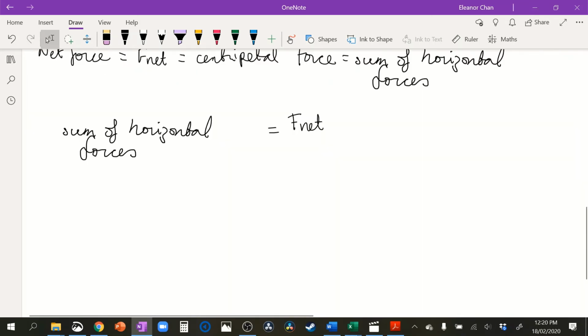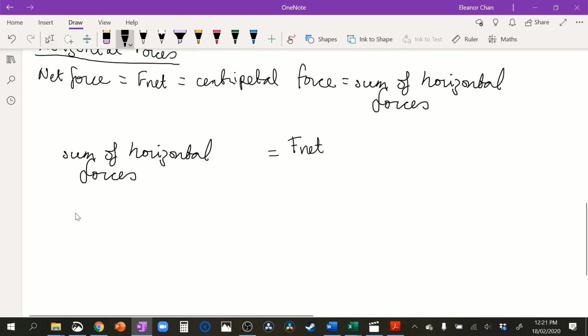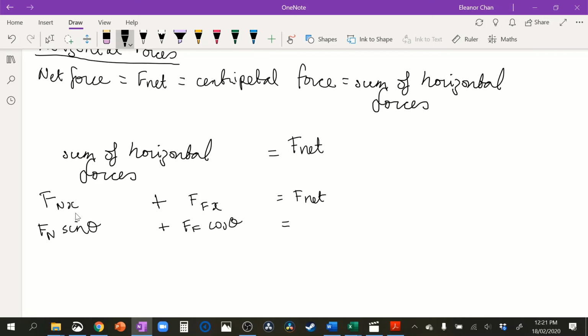Okay, so let's go down so we can write that in. Our x component of the normal force add the x component of the friction force is going to equal the net centripetal force. Let's substitute more information. So Fn times sine theta plus F friction times cosine theta is equal to, now the net force is also known as mv squared divided by r. So remember, centripetal force is mv squared divided by r.